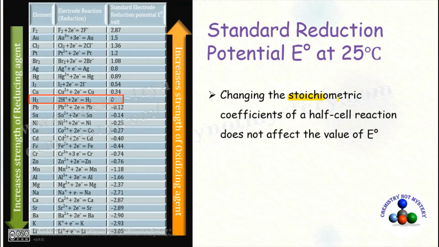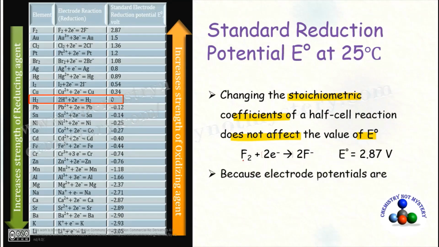On changing the stoichiometric coefficient of a half reaction, it doesn't affect the value of E naught. For example, for fluorine, E naught value is 2.87 given in the table. So if we multiply this half reaction by any number, it doesn't affect the value of E naught. It will remain 2.87 volt. Because electrode potential is an intensive property, it doesn't depend on the concentration of ions involved in half reaction.